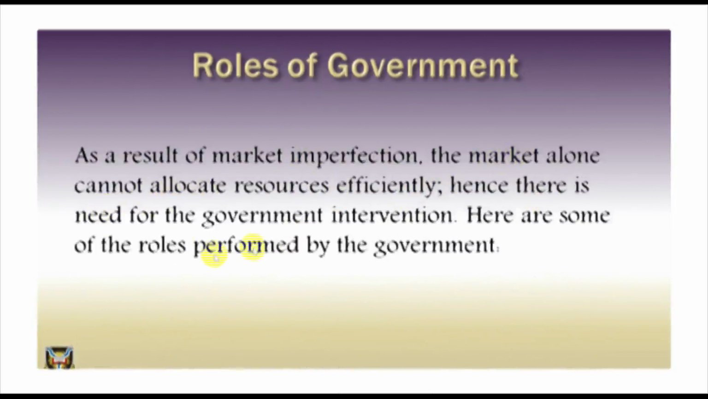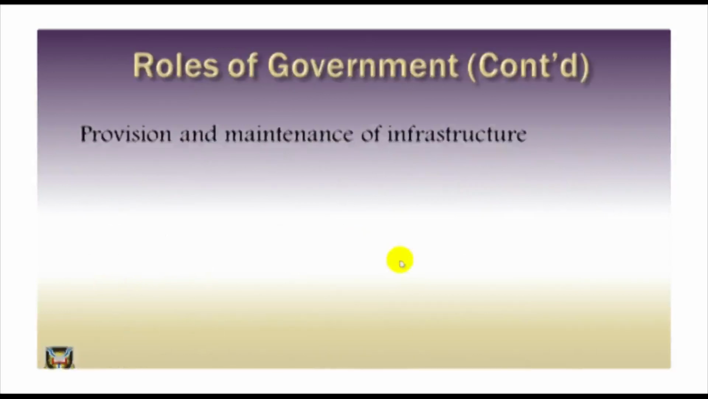As a result of market imperfection, the market alone cannot allocate resources efficiently. Hence, there is the need for the government to intervene. Here are some of the roles performed by the government. A. Provision and maintenance of infrastructure.